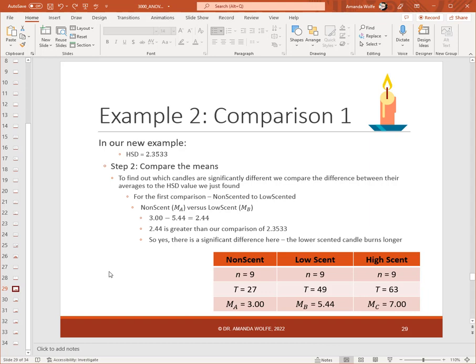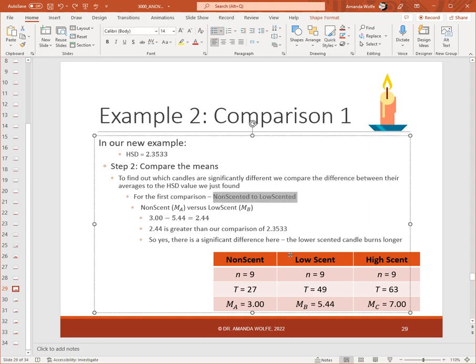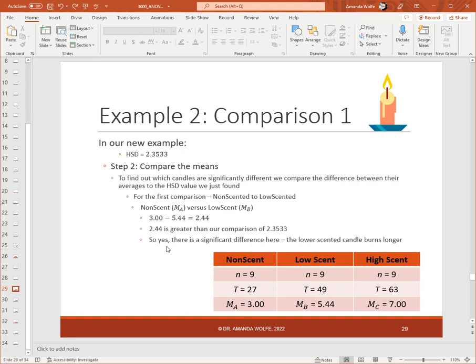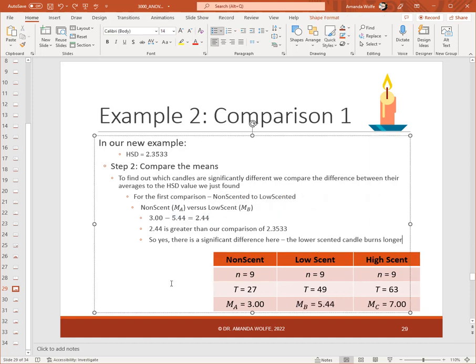For the first comparison, I've done it for you, and then I'm going to let you try the other ones on your own. So our first comparison is going to be the non-scented to the low scented candles. We take the average for the non-scent, which I gave you as 3, and the average for the low scent candle, which I gave you, is 5.44. We subtract those to get 2.44. So the difference between those means is 2.44. If the difference between your means is greater than the post hoc value, you have a significant difference. So 2.44 is greater than 2.35, which means yes, there is a significant difference here.